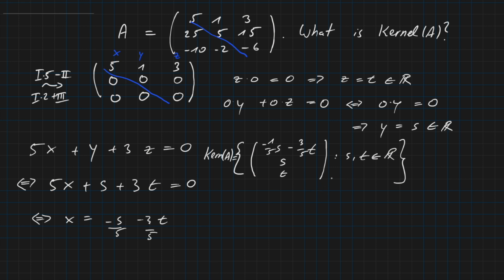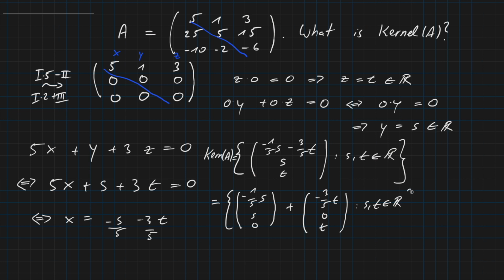But usually we would also like to have a basis and express the kernel as some vectors so we can read out the dimension and we know which vectors are generating the kernel. So this is more convenient in most cases, so let's proceed here. We can split it up into minus 1 over 5 s, s and 0. So we extract the terms of s, and then we also extract the terms of the t inside. So we have then minus 3 over 5 t, 0 and t. So you can see that this is exactly the same set. But this is helping us. So we can factor out s and t on both sides now.